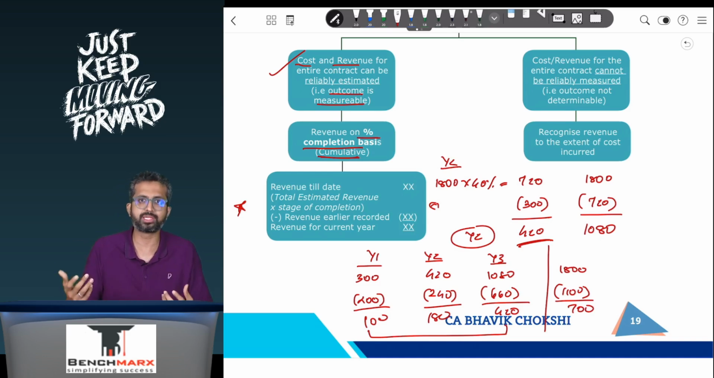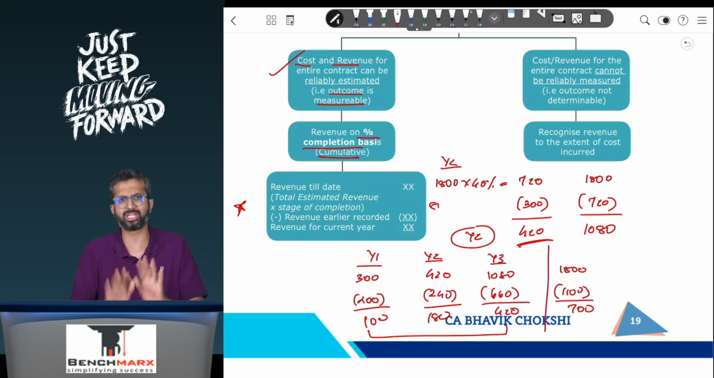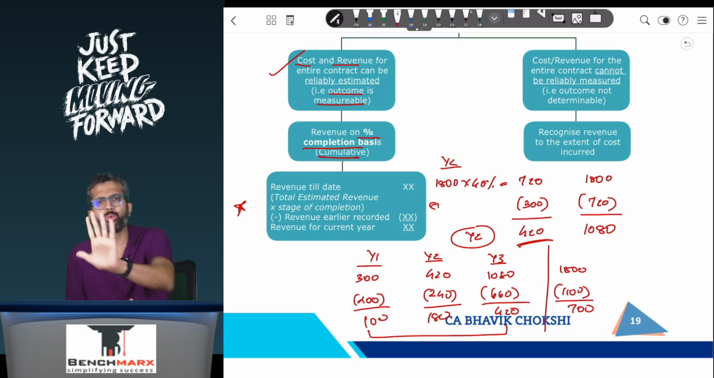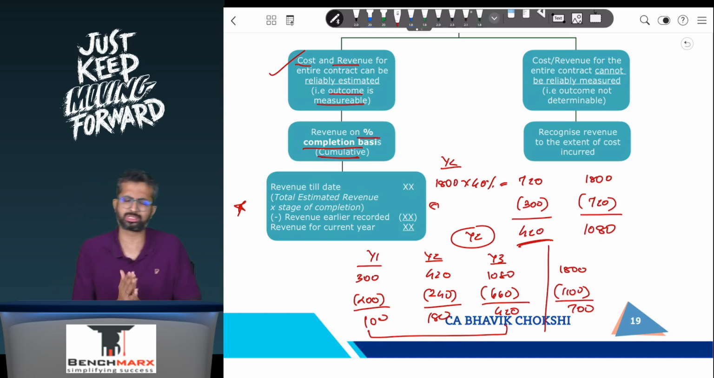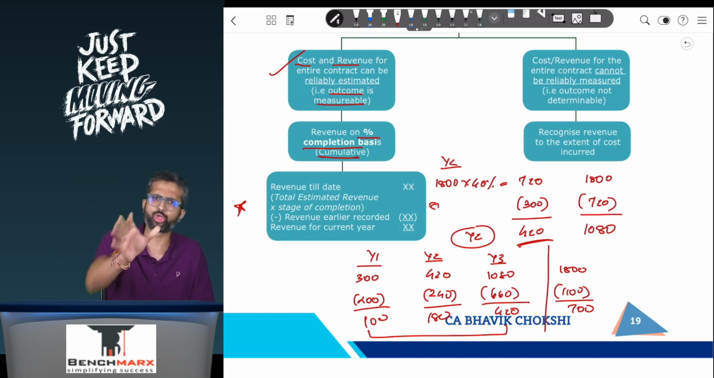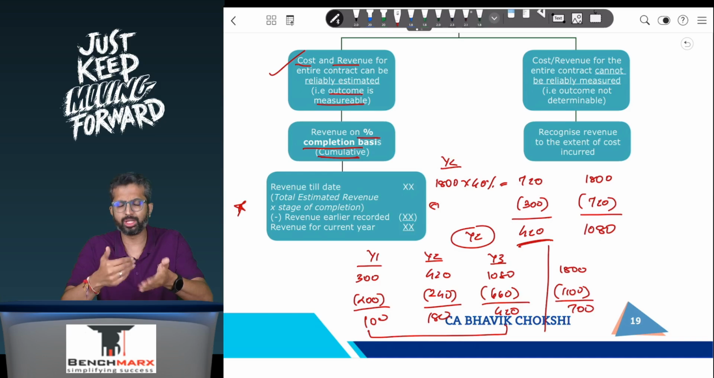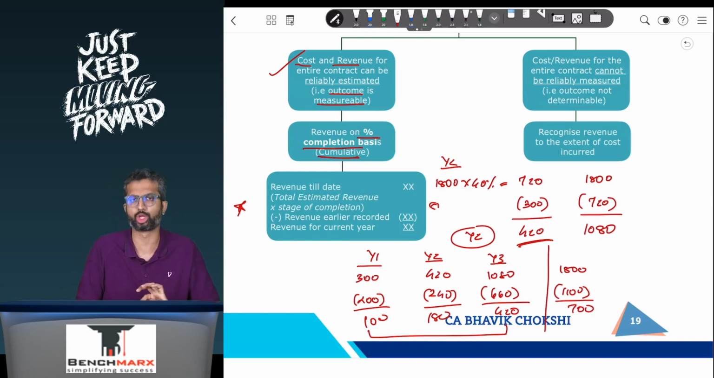So I cannot reliably estimate, in which case the standard says that you will not follow the stage of completion method. Instead, you will recognize revenue based on the cost which is incurred and which is expected to be recovered. So if in the first year you have incurred 200 crores of cost, and we believe that we will be able to recover that 200 crores, then recognize revenue to the extent of cost incurred.